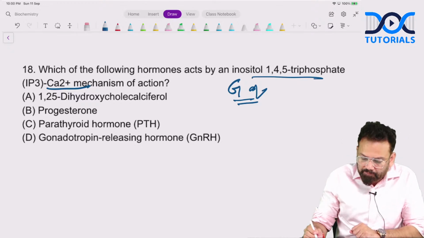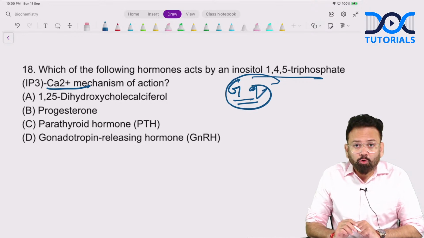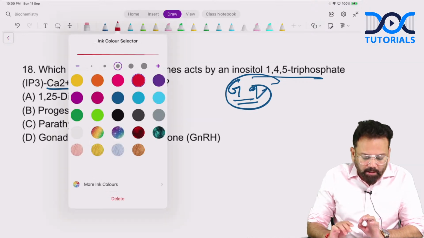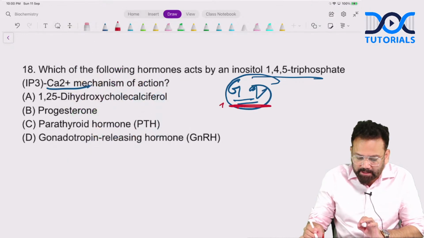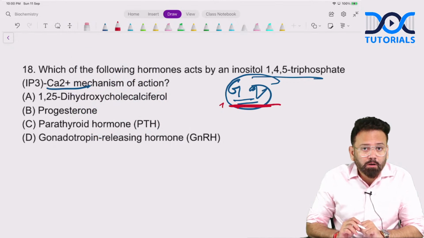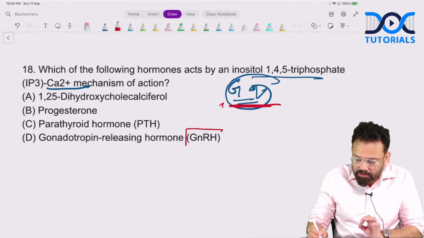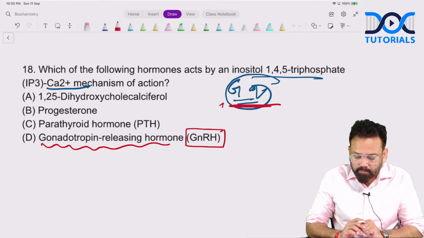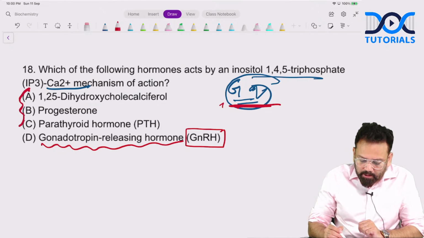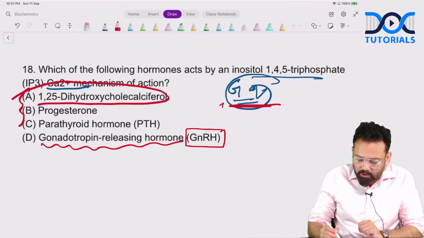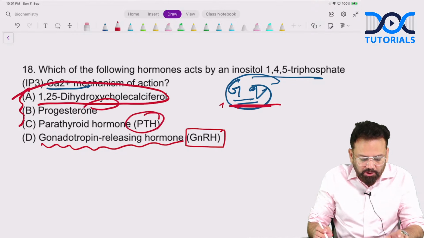Yes, what is the answer of Gq? I have told you all releasing hormones are examples of Gq receptor. All releasing hormones. So which one is the releasing hormone? GnRH, gonadotropin releasing hormone. The rest all act on the nucleus, and this is your G stimulatory.